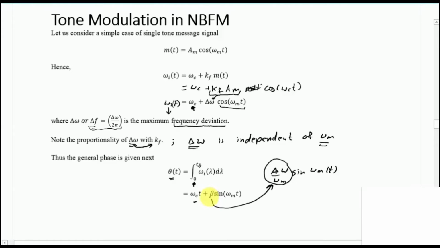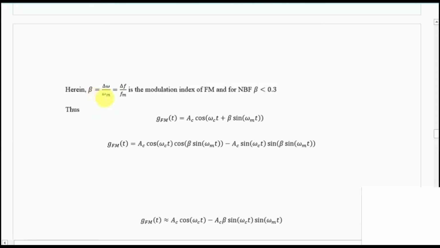When we are discussing narrowband FM, this value of beta is usually kept small, less than 0.3. Modulation index beta is delta omega by omega_m, or in frequency delta f by f_m. Remember, the 2 pi here would cancel with this 2 pi, so this is our modulation index, and it should be less than 0.3.